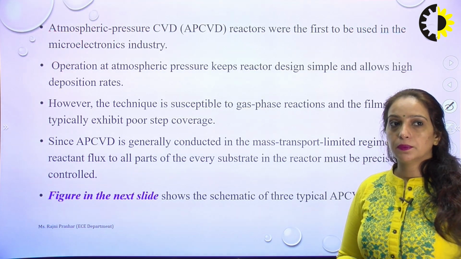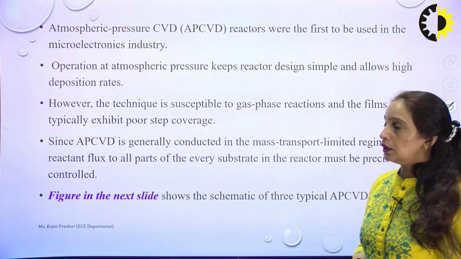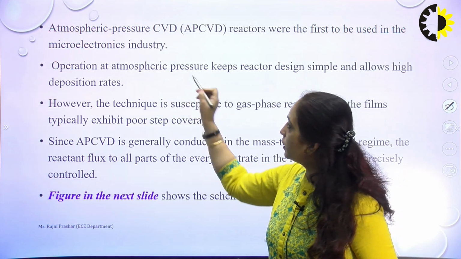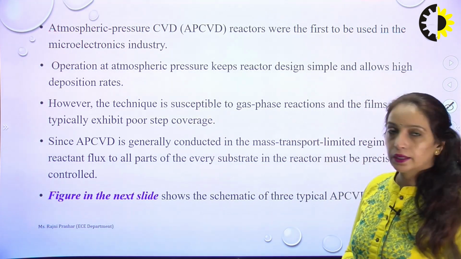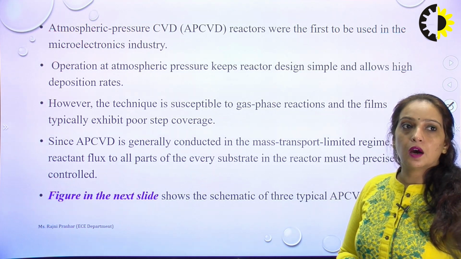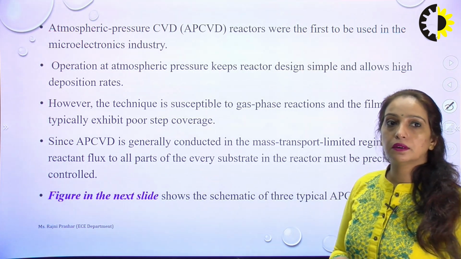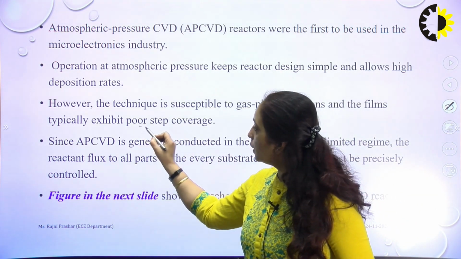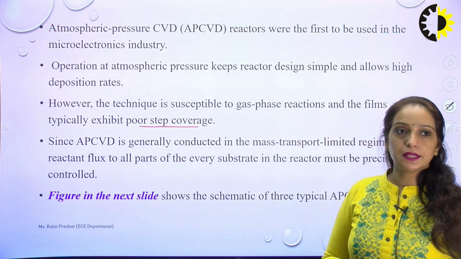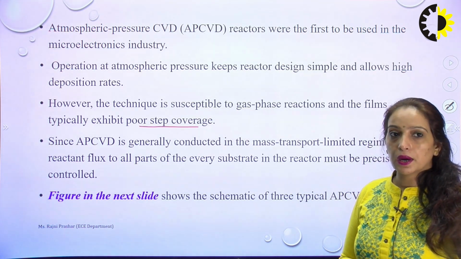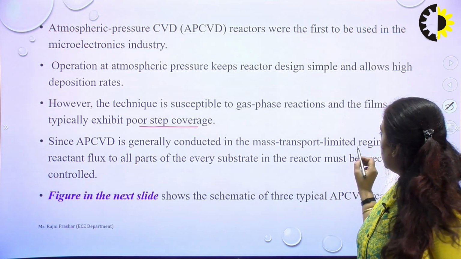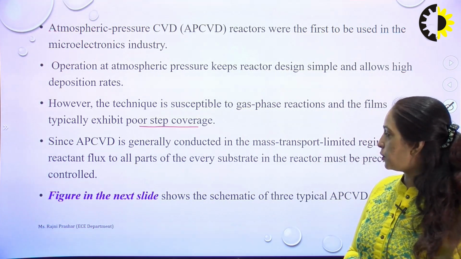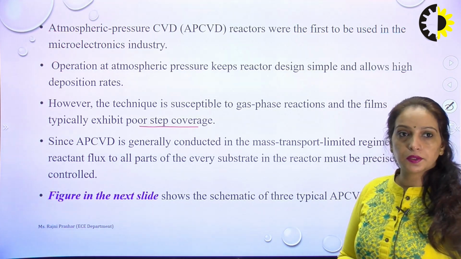Next we have the atmospheric pressure CVD reactor, which is used in the microelectronics industry. The operation at atmospheric pressure keeps the reactor design simple, and it allows a very high deposition rate. However, the technique is susceptible to gas phase reactions, and the films typically exhibit poor step coverage. Since APCVD is generally conducted in a mass transport limited regime, the reactant flux to all parts of every substrate in the reactor must be precisely controlled.